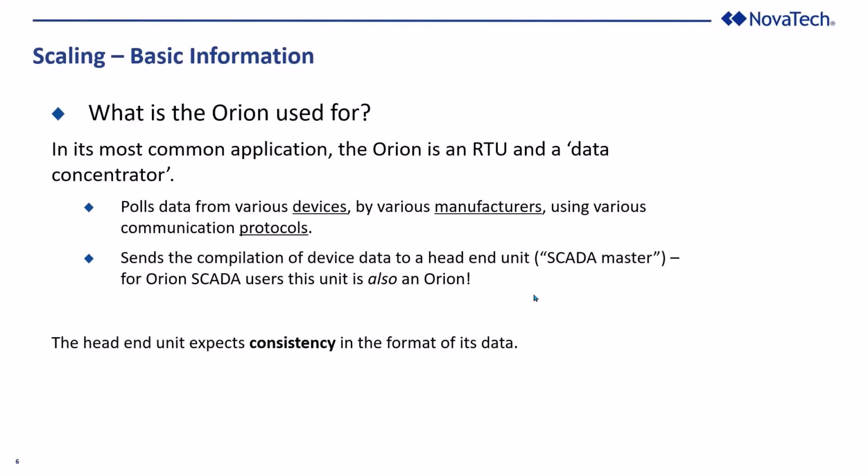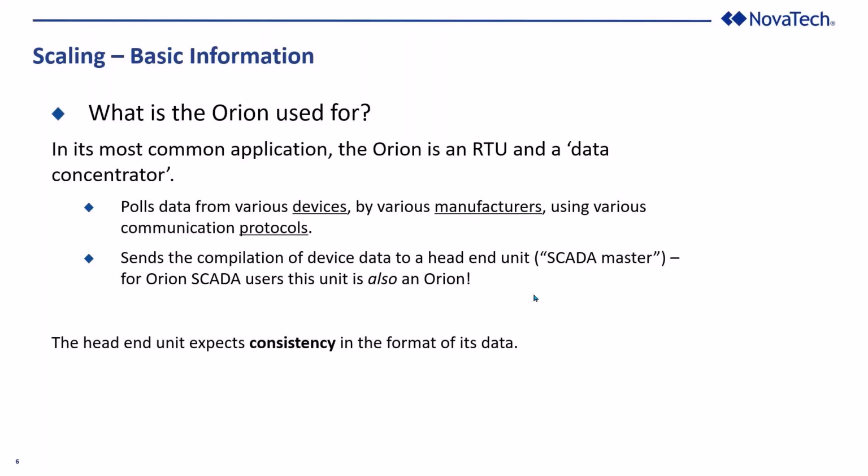That means the Orion pulls data from various external devices. But it's worth noting that those devices are by various manufacturers, and the communication happens using various communication protocols. The fact is there are all sorts of devices out there, different manufacturers, and they all do it differently. But all that data gets collected by the Orion, and that data then gets sent to a head-end unit, whatever you call it. In our industry, a lot of times we may refer to it as a SCADA master. And just know that if I refer to a SCADA master in the rest of the presentation, that's what I'm referring to.